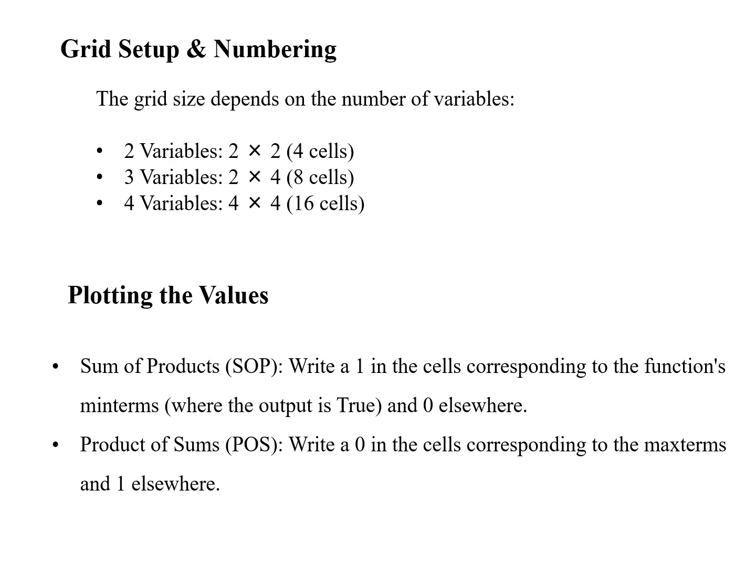For plotting the values, for SOP, we are going to write the value 1 in the min terms and 0 for the others. For product of sums, we are going to write the value 0 corresponding to the max terms and 1s for the others.